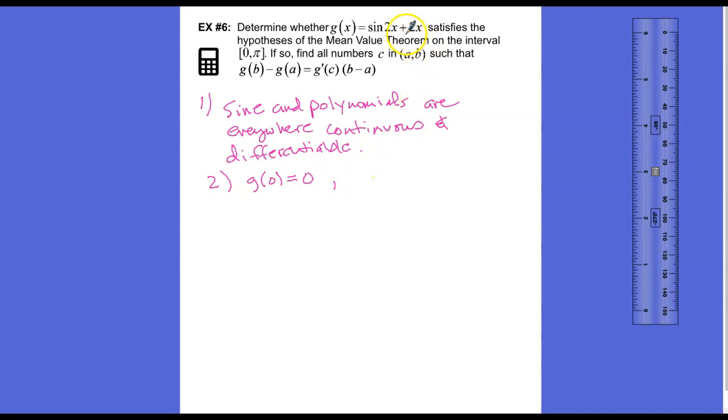If we plug in pi, we get sine of 2 pi plus 2 pi. Sine of 2 pi is 0, and 0 plus 2 pi is 2 pi. So g of pi equals 2 pi. Now we're going to need g prime of x. So g prime of x is going to be, by the chain rule, 2 times cosine 2x plus, and the derivative of 2x is just 2.